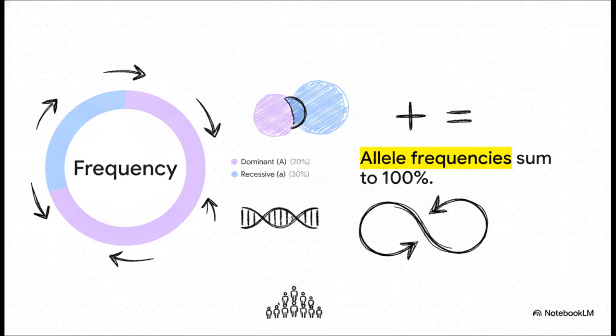What's super interesting about this concept is just how incredibly simple the underlying math can be. Let's say we have a model with only two alleles. If the dominant allele A makes up 70% of the pool, and the recessive allele a makes up 30%, their sum always perfectly equals 1.0. And honestly, this basic, beautiful arithmetic is the foundation for all the complex evolutionary math we're going to talk about next.